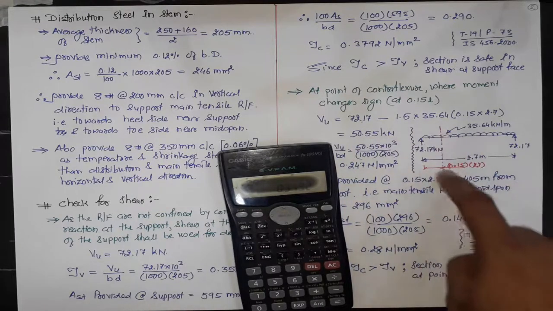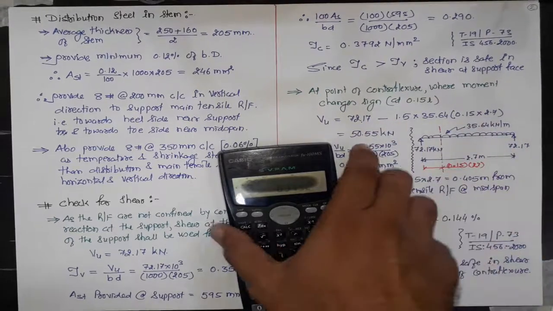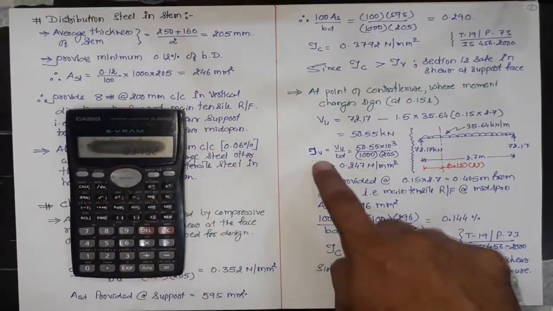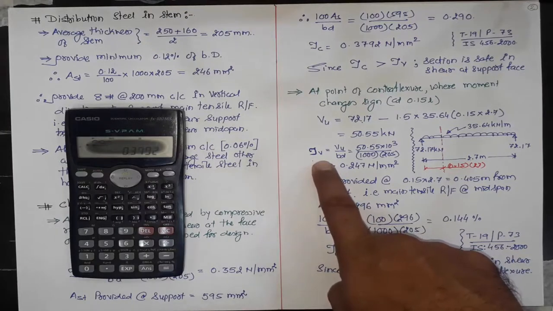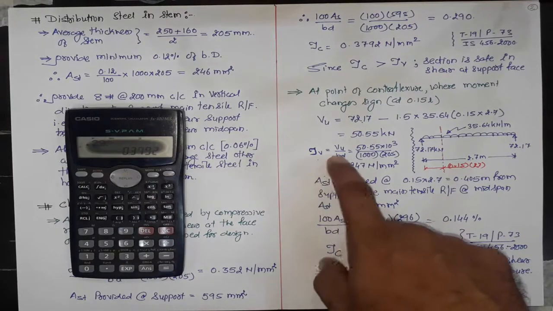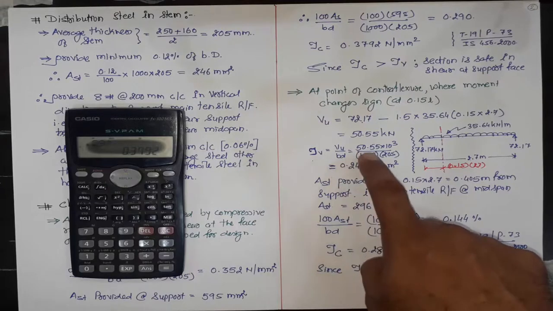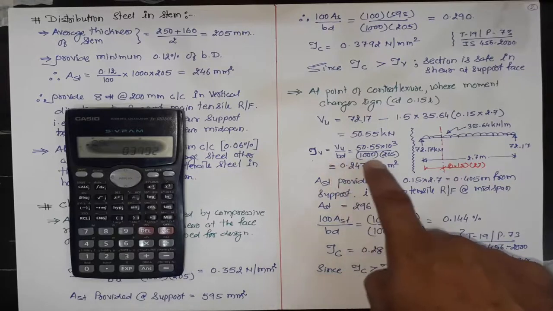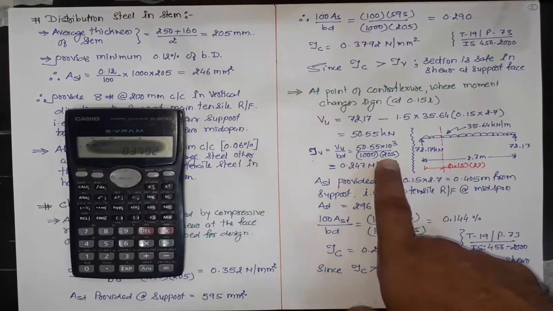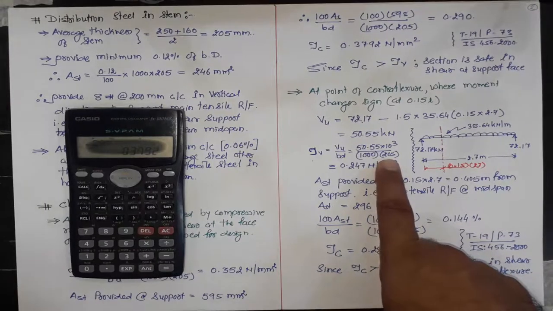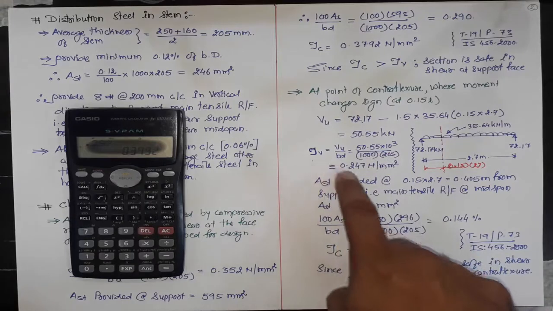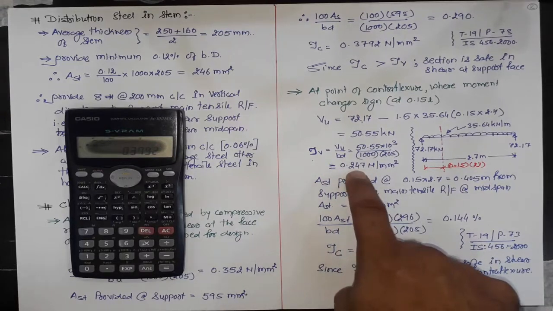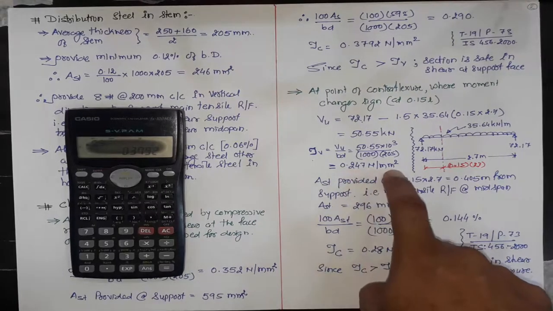Here I have figured out this equation. We can say that tau V, the actual shear which concrete will experience, will be equals to Vu upon Bd, that is 50.55 into 10 raised to 3 divided by B, which is 1000 mm, into D, that is 205. That's the effective depth of our section at stem base. This will be our demand. This demand shear will be equals to 0.247 Newton per mm square.